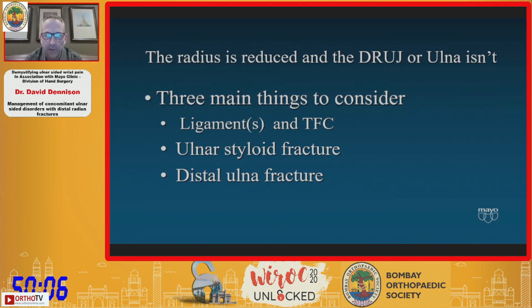And thinking about everything Dr. Berger taught us and reviewed with us tonight, the ligaments and the TFC, think about the ulnar-styloid fracture and does that matter? And what about the distal ulnar fracture? Do we need to do anything about that as well?